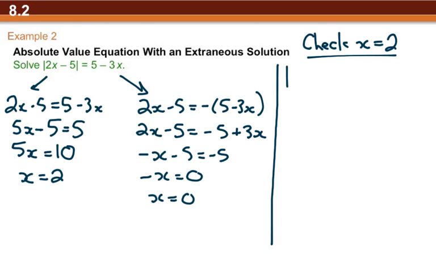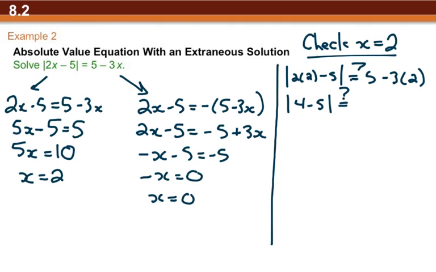We'll plug in 2 back into the original equation. And I'm putting a question mark above the equal sign because we don't know for sure that this works out. So we have absolute value of 4 minus 5 equaling 5 minus 6. Absolute value of negative 1 then equaling negative 1. And doing the absolute value, we get 1 equals negative 1.